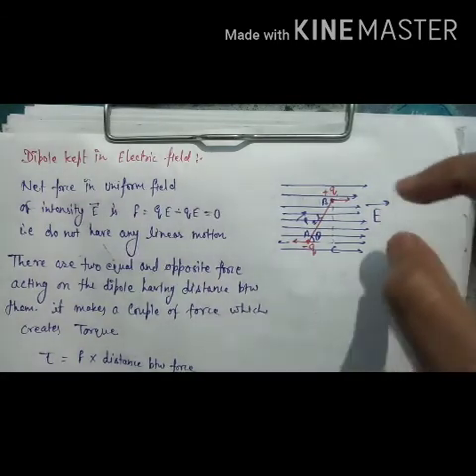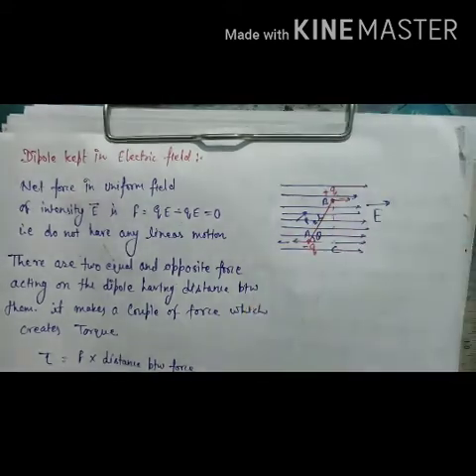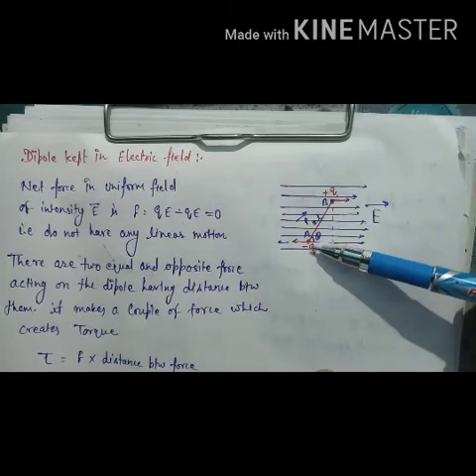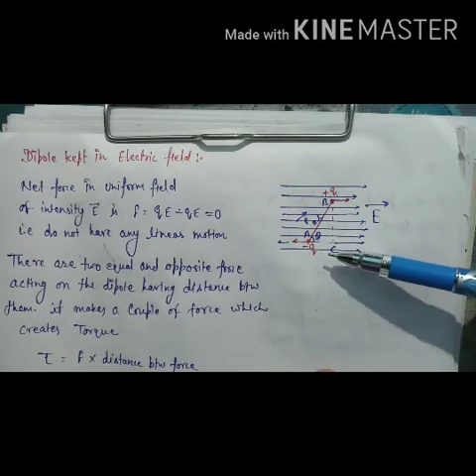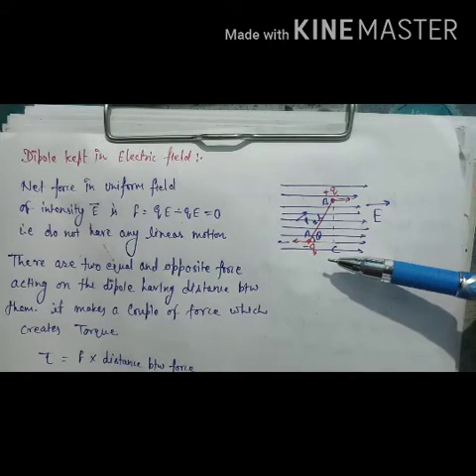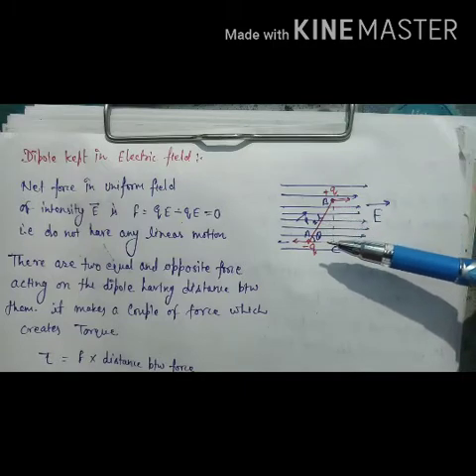The field is uniform, so these two forces are equal in magnitude but opposite in direction. Then the net force is plus qE and minus qE, which is equal to 0. What do we mean by this net force being equal to 0? It means the dipole does not have any linear motion.